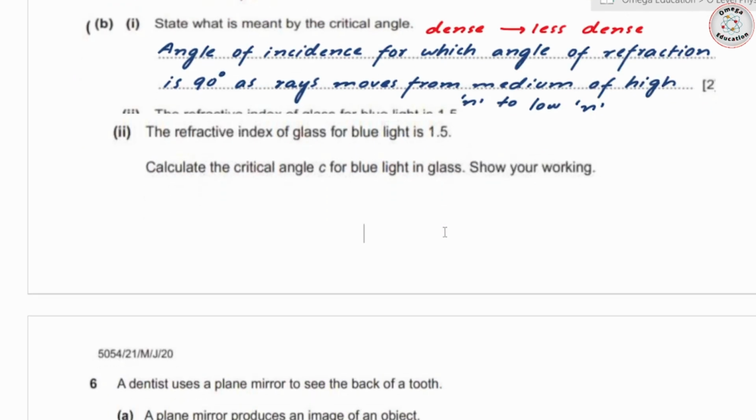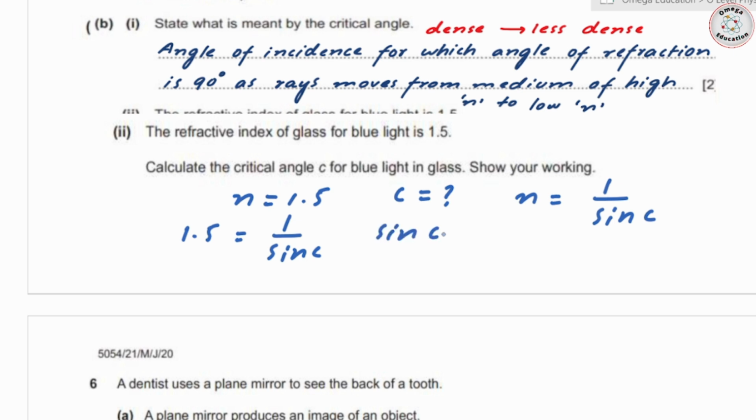That should be enough. Anyway, the refractive index of glass for blue light is 1.5, n equals 1.5. Refractive index is represented by n equals 1.5. You need to find the critical angle for the blue light in glass. So C has to be found out. The formula is n equals 1 over sine C. Then you can write 1.5 equals 1 over sine C. Then sine C equals 1 over 1.5. Then you find 1 over 1.5. Whatever you get, you take sine inverse of that number, and the answer in two significant figures would be 42. All right, or you can just write sine inverse of this fraction on the calculator, and you'll get the answer straight away.